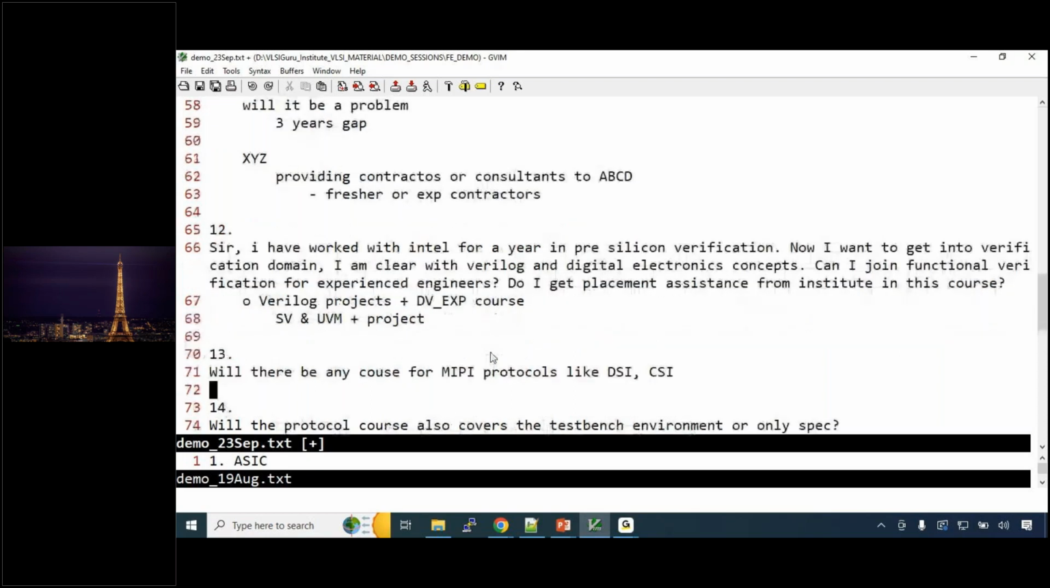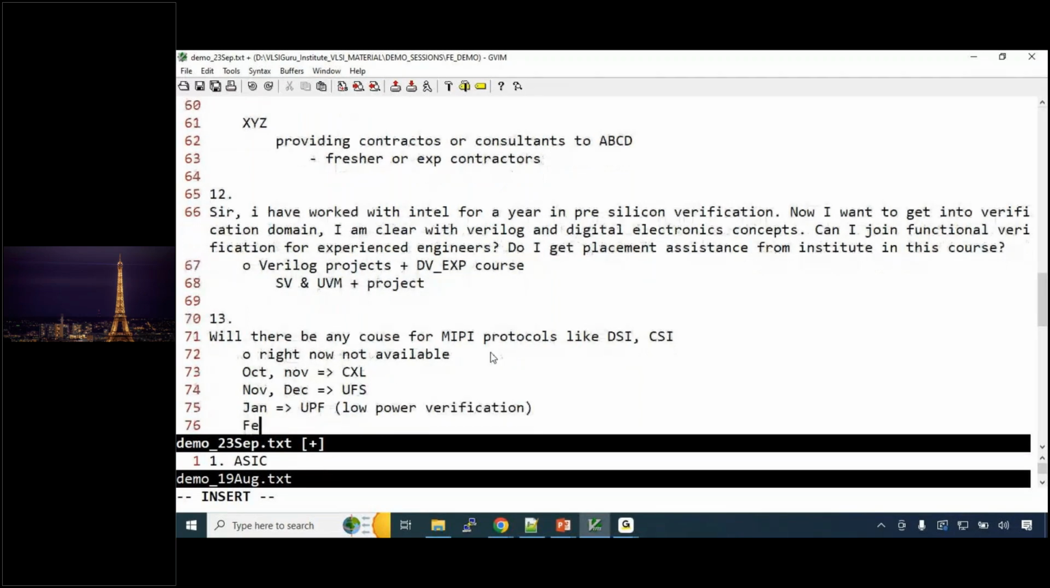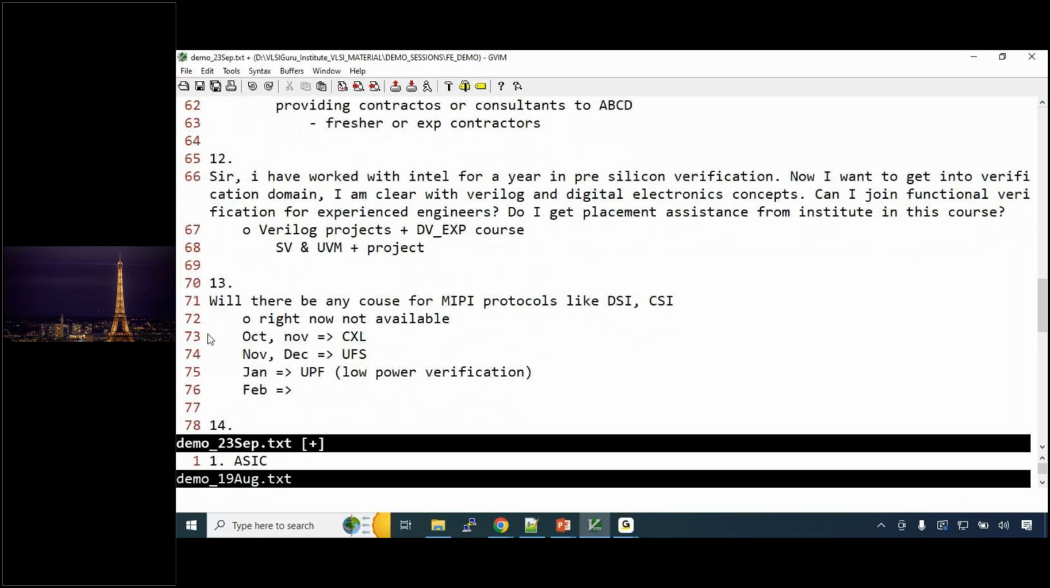Next, will there be any course for MIPI? Right now, not available. Going forward, we might offer another nine months. Yes, it should be there. Currently the plan is October, November, I'm doing the CXL protocol. November and December I'll be doing the UFS protocol, and January I'll be doing UPF, that is the low power verification. Maybe around Feb we will start with some other protocols like this. So this is the plan currently. Okay.